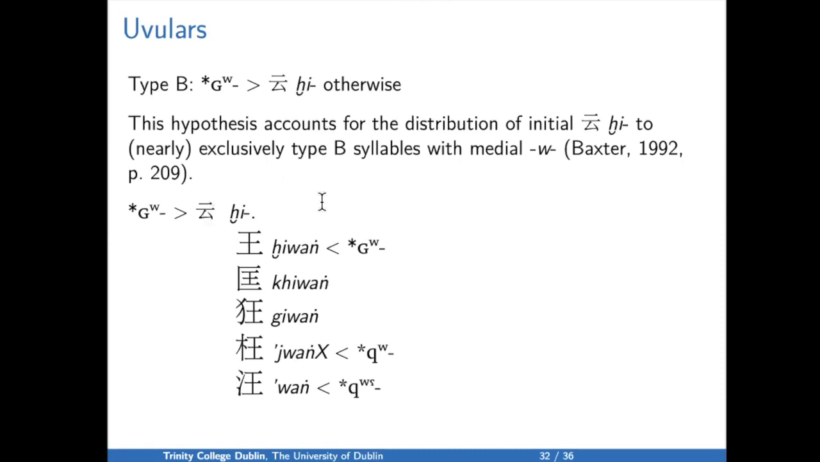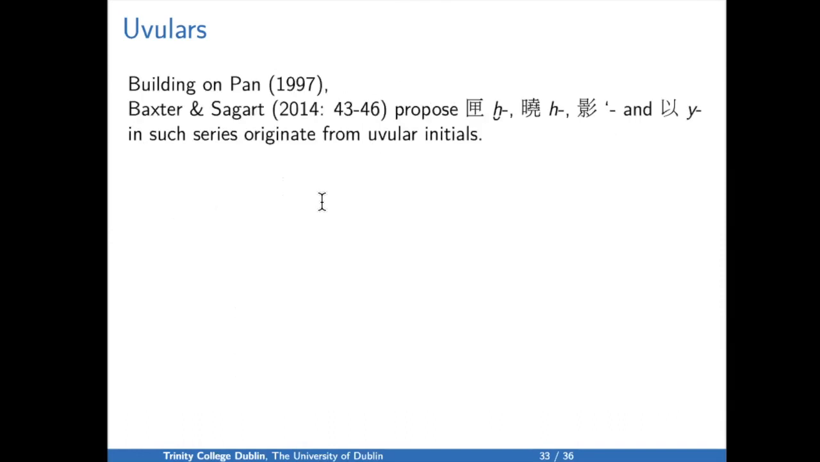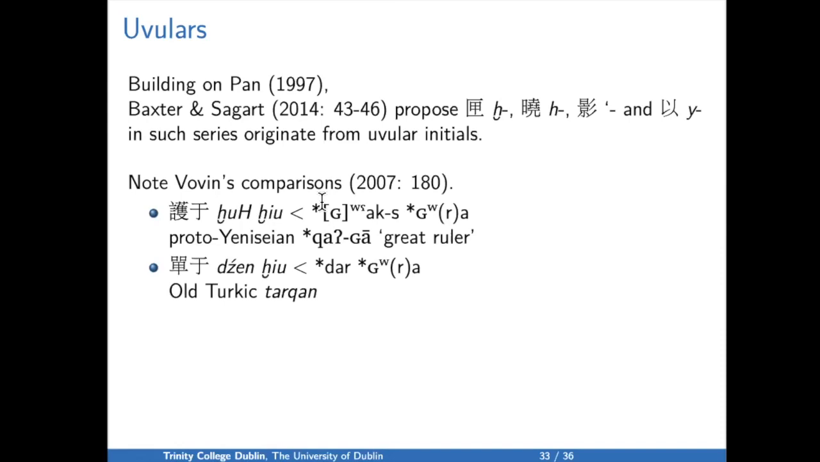I think skip over this one. Yeah. And just say that in terms of the intellectual history, this uvular hypothesis was proposed first by Pan Wuyun. But then Baxter and Sagart have slightly altered his proposals, and I won't go into those details. Yeah. And then just to point out that there is some comparative evidence that suggests that this is onto the right track. Basically, foreign words in early Chinese.